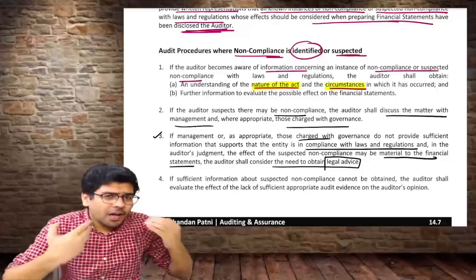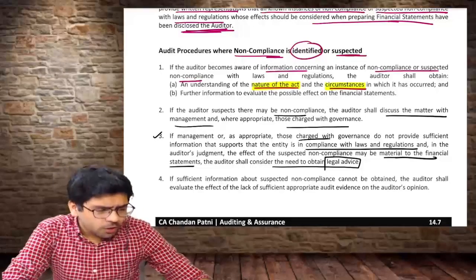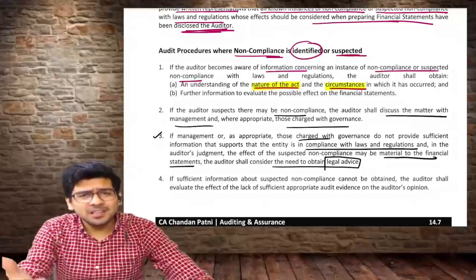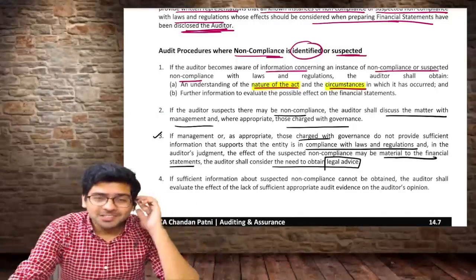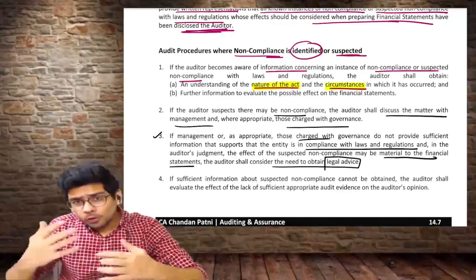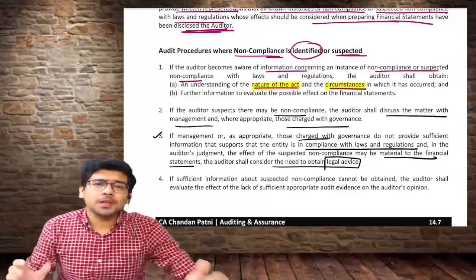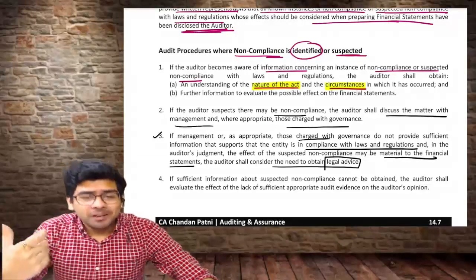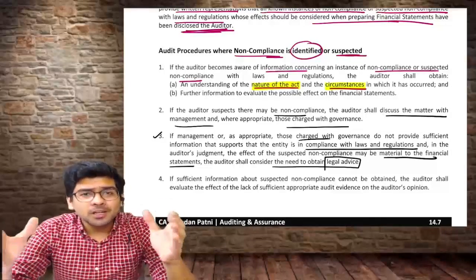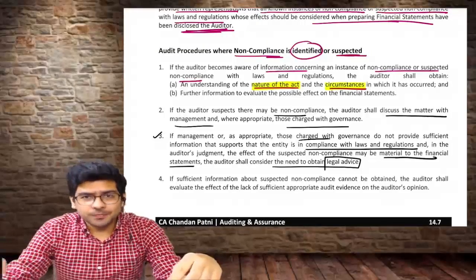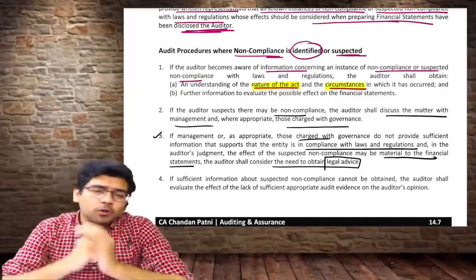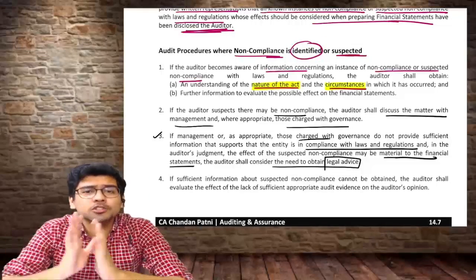If I have a doubt on a particular non-compliance of a law, I'll discuss the matter with whom? TCWG and the management. And obviously when I discuss, I would be expecting that they reply to me and engage in a healthy discussion. But let's say they do not give me adequate evidence, they do not participate in the discussions, and as a result I don't get sufficient evidence of them complying with the laws. So in this case, what should be done? I am still in doubt, right? So I should obtain legal advice.